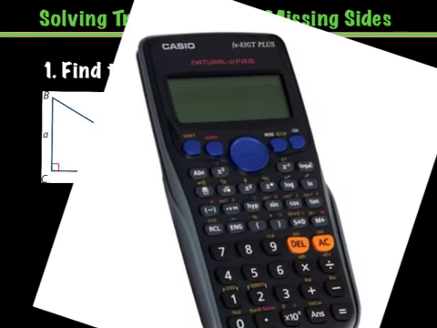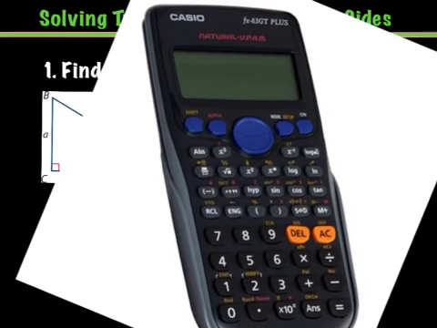But if you take a look at this calculator, this is the type that we have in our classroom. Notice the sine, cosine, and tangent buttons. We're going to be using those to find our missing sides. So when I say push sine on your calculator, you would actually push this button. Okay, and then cosine and tangent.